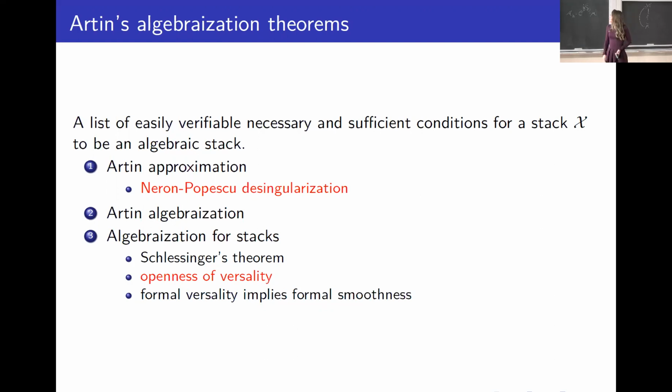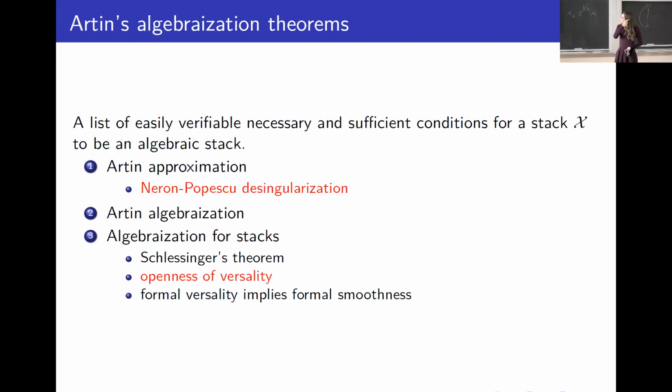Now, his algebraization theorems are actually sort of 3 theorems. The first one is called Artin approximation. The second one is called Artin algebraization. And the third one is called algebraization for stacks. It's in this third paper of his where you'll see these conditions. And in that same paper, he actually defined an algebraic stack. So somehow he was thinking about them at the same time.